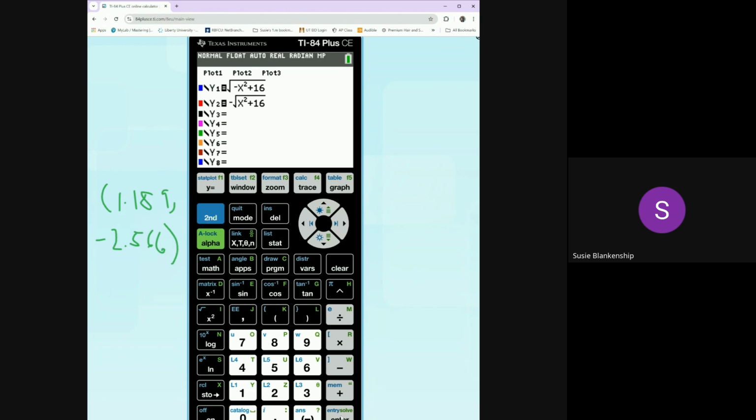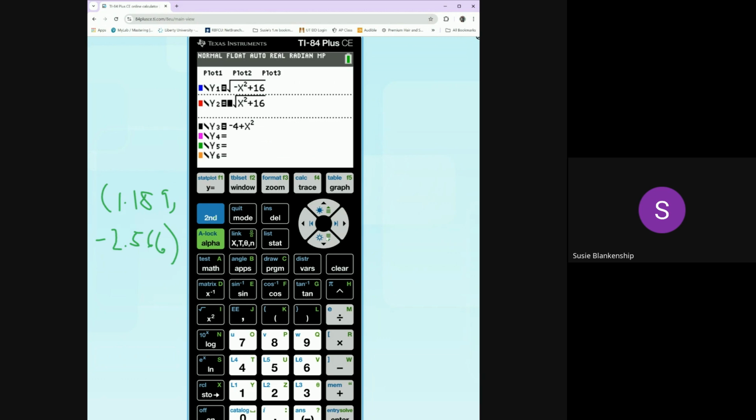And the last one was a -4 plus x squared. And then we're going to hit graph. So, that's not a circle. So I did something wrong. So I'm going to go back to my equations. I left the negative off on the inside.